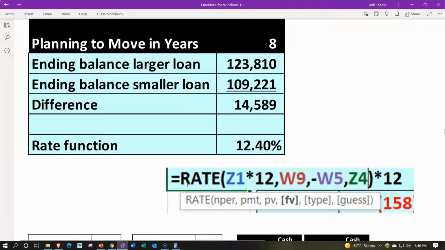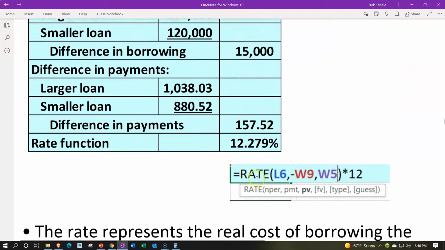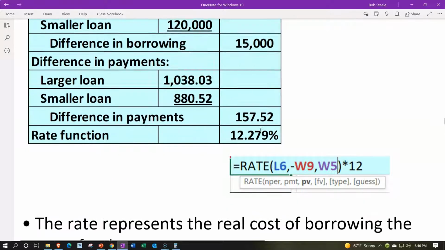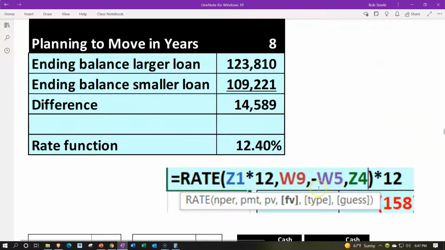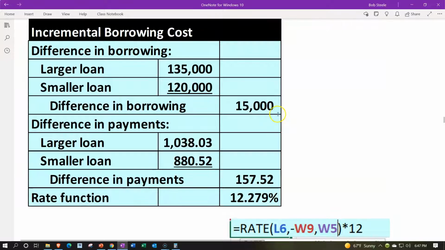We'll also look at these in an IRR calculation, but we have the rate. They got the number of periods. Number of periods would be the 8 years times 12 to get it to months, comma. The payment amount is going to be the amount of the payment, same calculation we had up top, which was the 157.52. The present value, we have the negative there in the present value. That's going to be the 15 again.